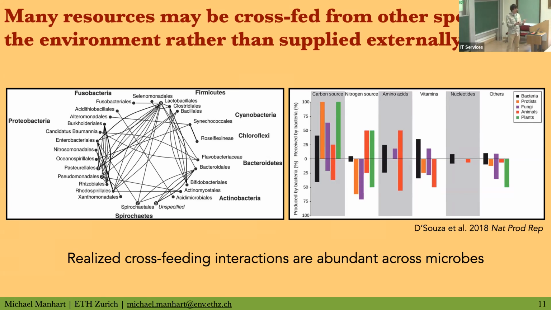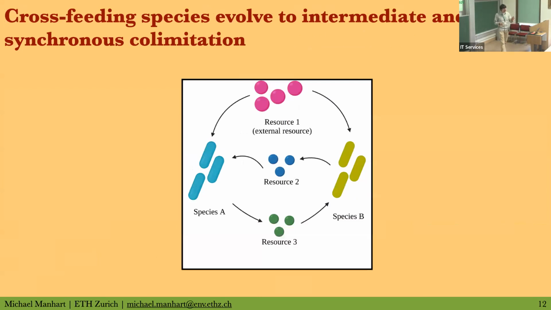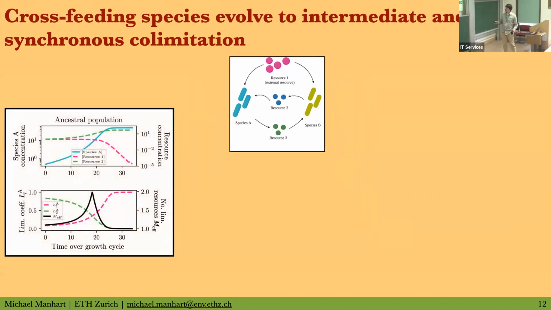So I think this raises the question of how co-limitation plays out when we're talking about cross-fed resources rather than externally supplied ones. To do that, we look now at a community model with two species, A and B. There's one external resource here in pink, and then these two cross-fed resources, blue and green, that are exchanged between the two species. And now we can do the same thing. We look at the ancestral population, and here I'm just showing species A because it's approximately symmetric between the two. The other one is kind of the same.